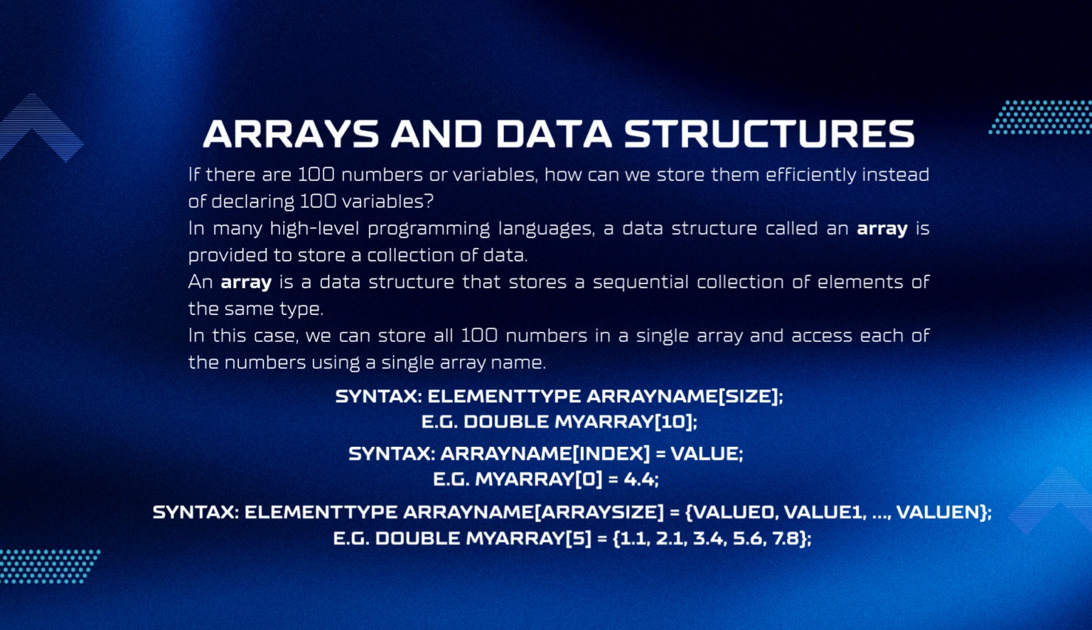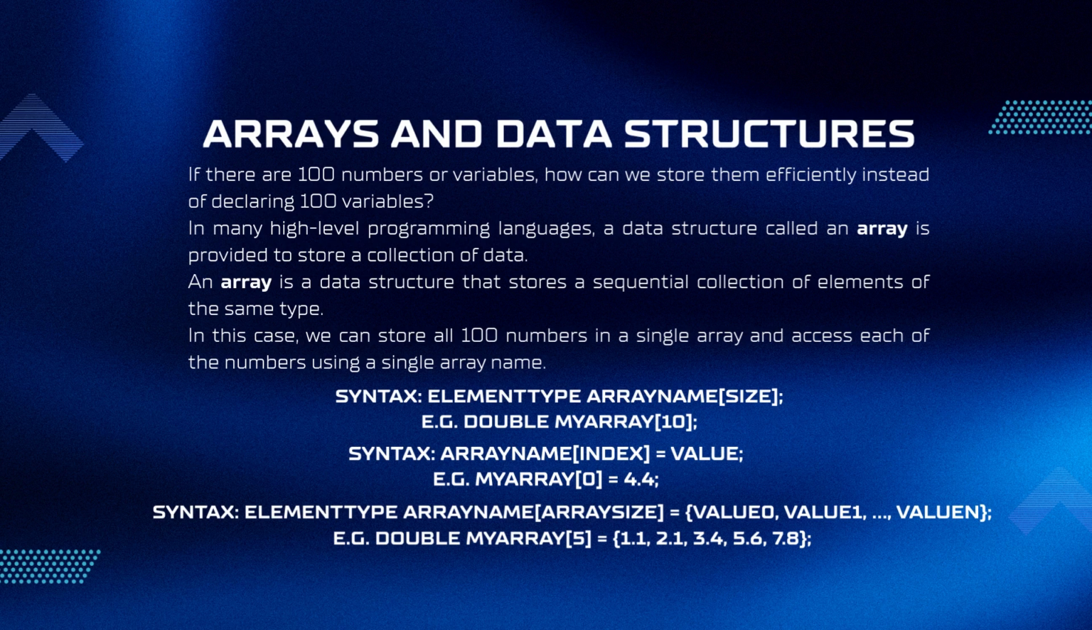To assign values to elements in the array, we call the array name and the index we would like to assign the value, and then assign it the value. The example assigns 4.4 to the first index of myArray. Keep in mind that index numbers of an array start at 0 in C++.